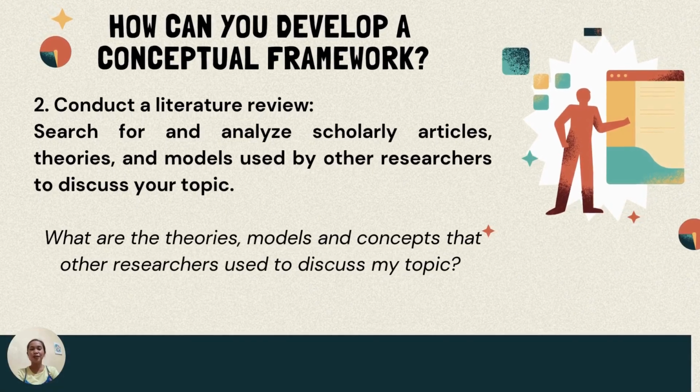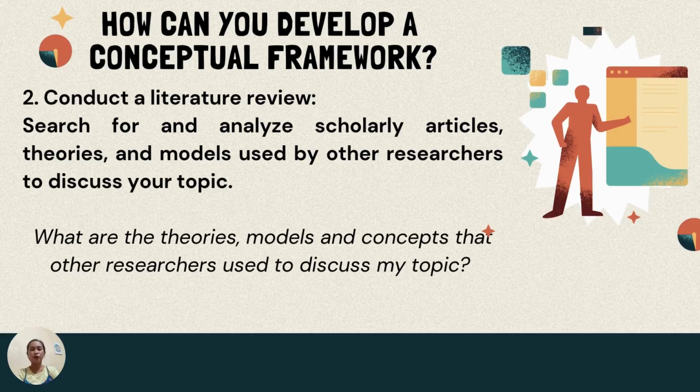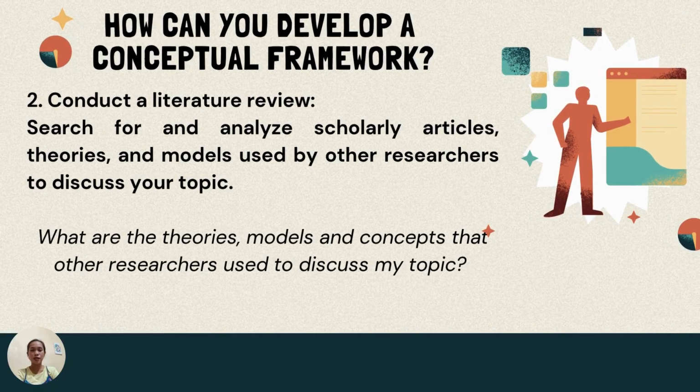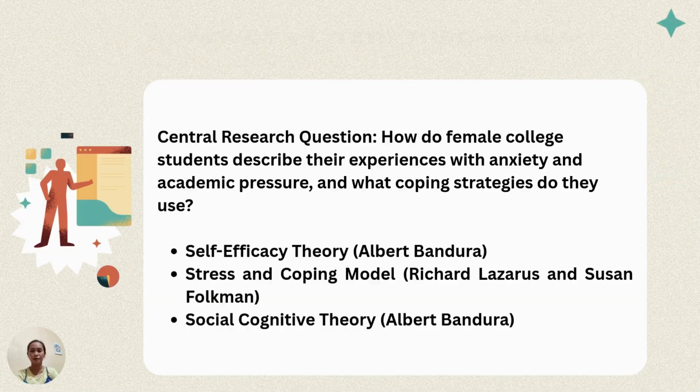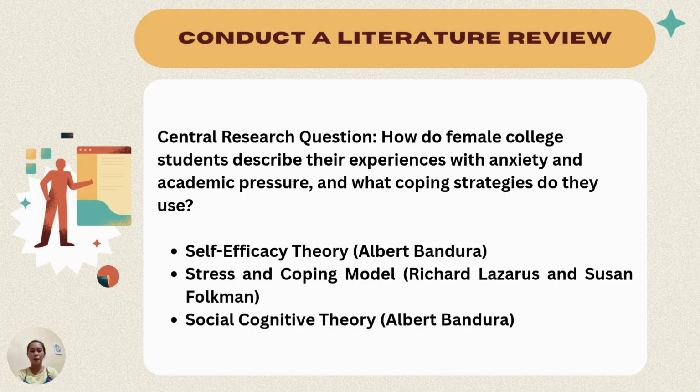Step 2: conduct a literature review. Search for and analyze scholarly articles, theories, and models used by other researchers to discuss your topic. So, you need to do a targeted literature review. Look for the theories, concepts, and models that other researchers have used to talk about your topic. This is the example. So, if your research question is, how do female college students describe their experiences with anxiety and academic pressure, and what coping strategies do they use?